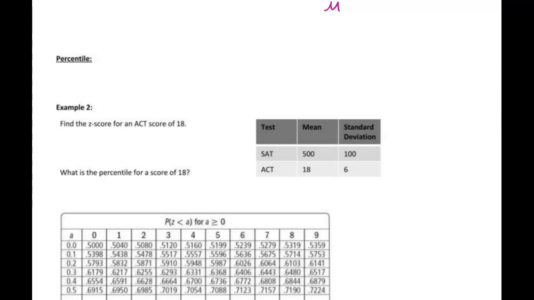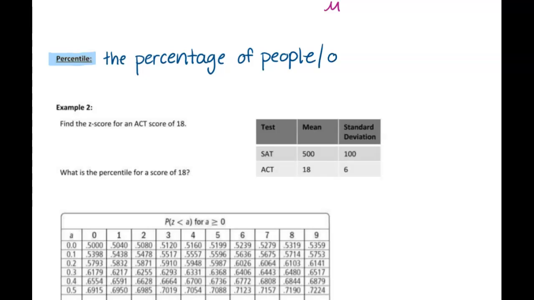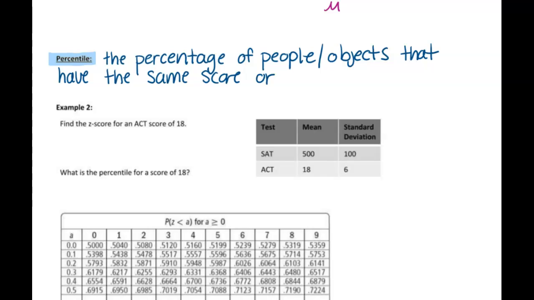Now let's talk about a percentile. First of all, let's define it. It's the percentage of people or objects that have the same score or less than your score.